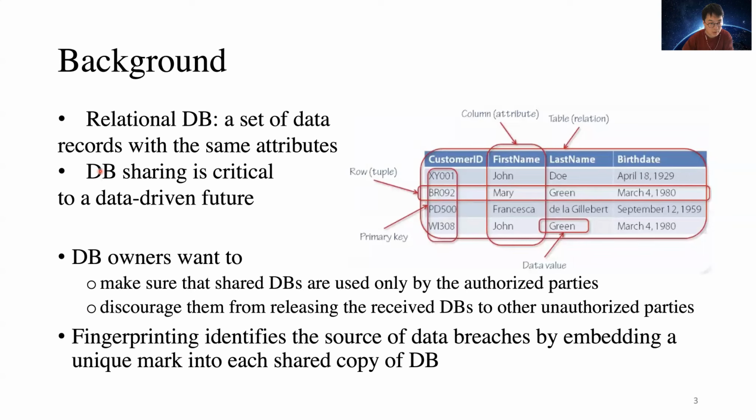The sharing and the releasing of databases is also very critical to a vision of a data-driven future. For example, we can offload our database to Amazon Cloud to benefit from the high computational power. But during the sharing and releasing of databases, the owners want to make sure the shared databases are only used by the authorized parties, and at the same time, this discourages them from releasing their received databases to other unauthorized parties.